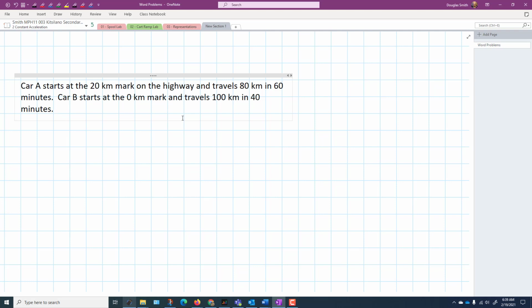Okay, here is a different problem. This looks like constant velocity. Car A starts at 20 kilometers mark, travels 80 kilometers in 60 minutes. Car B starts at 0 kilometer mark and travels 100 kilometers in 40 minutes. So that's, I think, a really useful graph in constant velocity would be the position time graph. So let's do that.